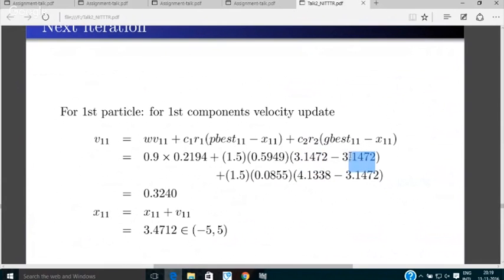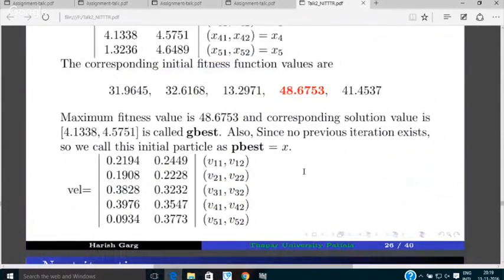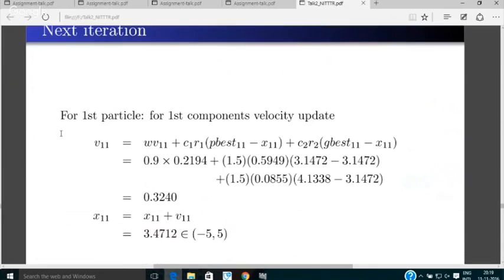So 3.1472 plus this is my C2, and this is my R2. This again is a random number lying between 0 and 1. This is my G best. So what is the G best? That is what you have calculated. This is my G best, for the first particle, first position, so my 4.1338. So 4.1338 minus x11. You calculate that, you will get 0.343240. Clear?